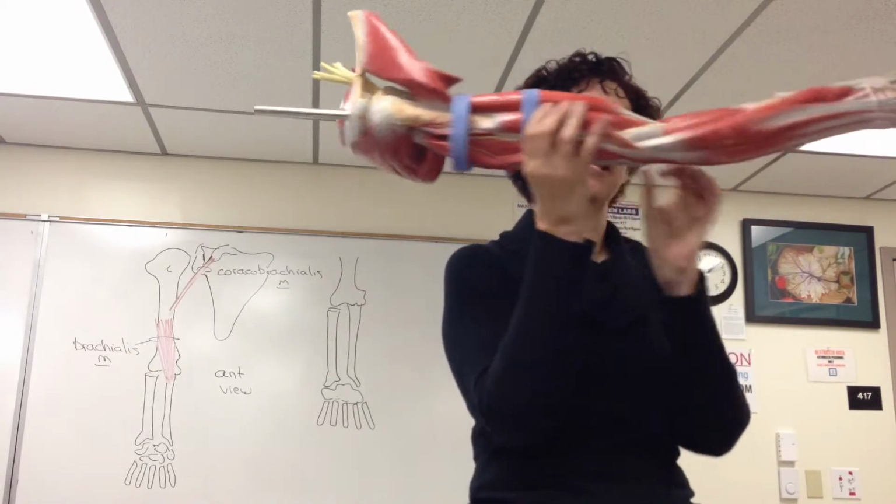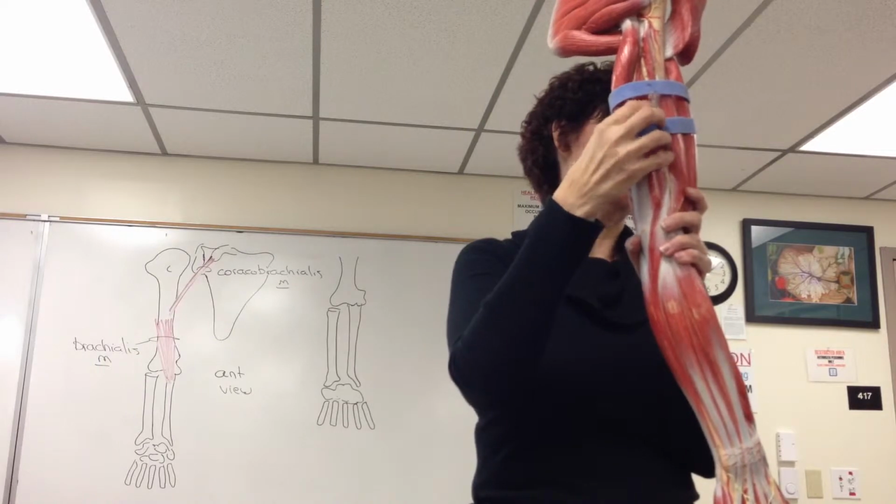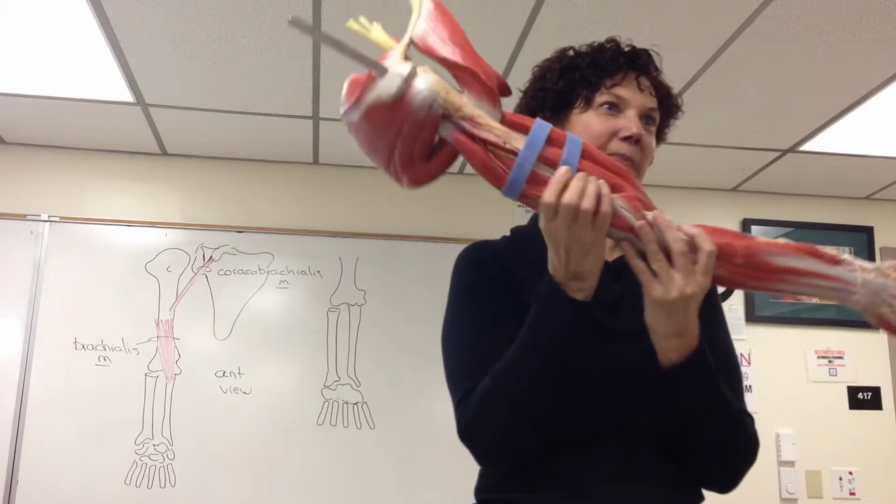You're seeing it here and here. It's anterior to the humerus. It is deep to the biceps brachii, but it's not in the posterior compartment.